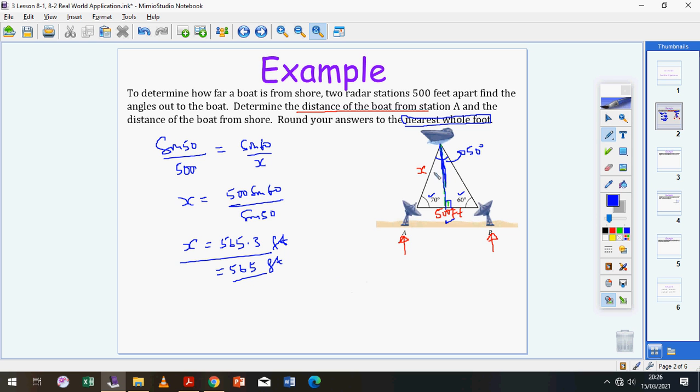And I hope you can see that I can use sine, I can use the 70 degree angle, and say sine of 70 is equal to the height divided by the hypotenuse, which is x, which I've just found as 565. So the height is 565 times sine 70, which gives me 530.9, which I can round up to 531 feet.